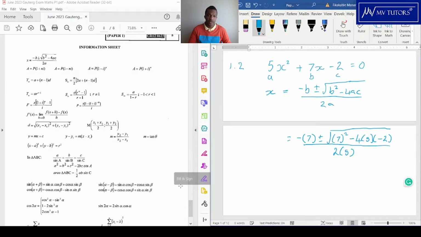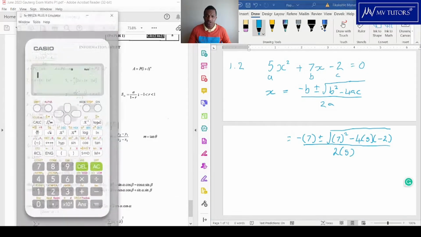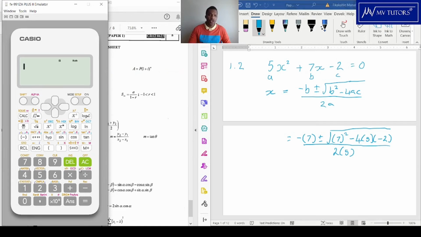Now, ladies and gentlemen, what you want to do from here is bring out your calculator. I got the Porsche calculator. We call this calculator the Porsche because it's so super fast, so awesome. You can do many different things, but I'll keep things basic right now.